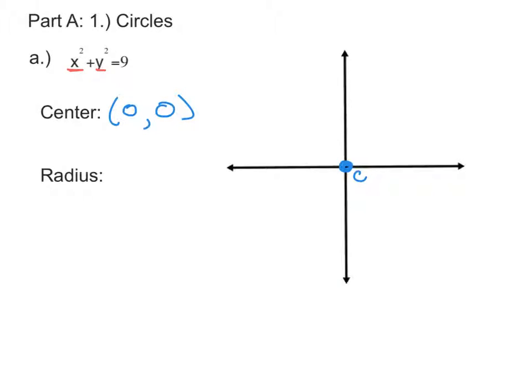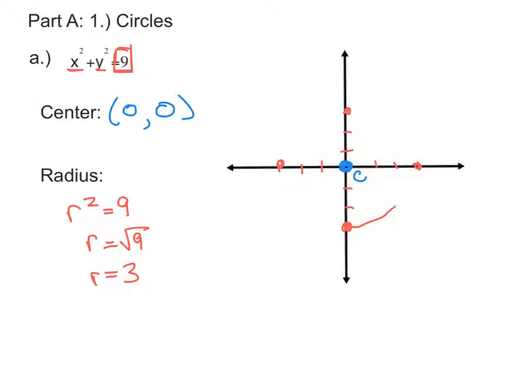The radius, well, that comes from the constant term that's on the other side of the equal sign. That number is r squared. So r squared is 9, which means our radius, r, is the square root of 9, which is going to be 3. So the radius is 3. That means that we just go out 1, 2, 3 units on all sides. And we put a point there, and all of these points are points that are on our circle.